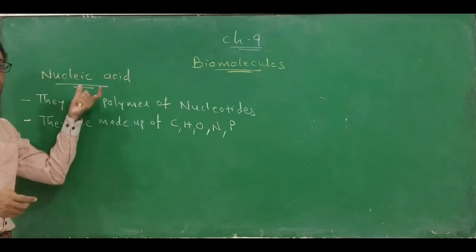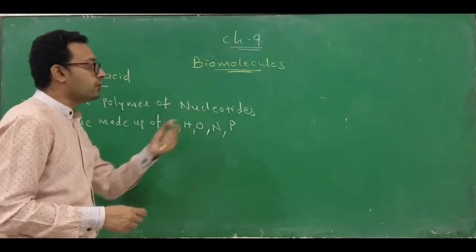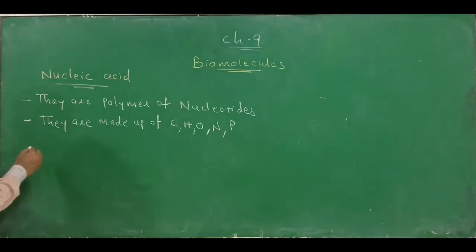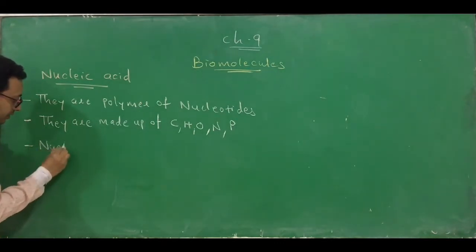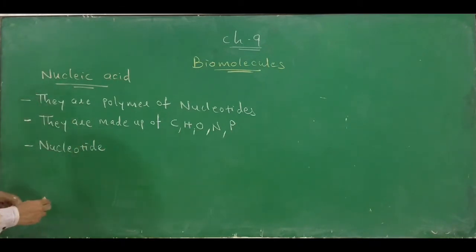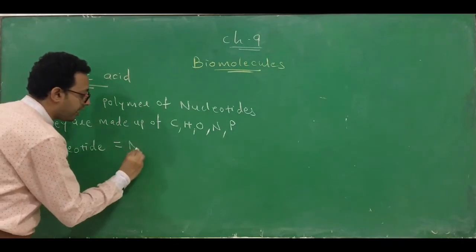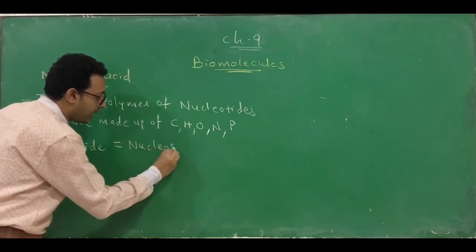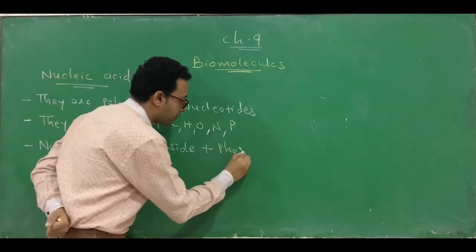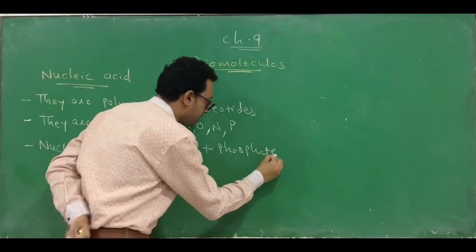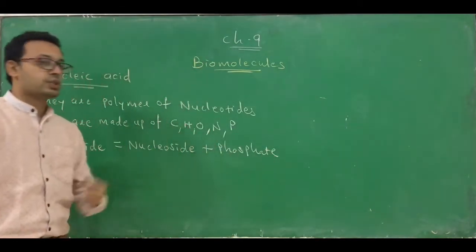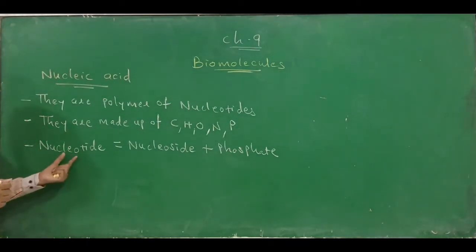So now you know that nucleic acids are the polymer of nucleotides. But now the question comes to our mind: what is a nucleotide? In simple formula language, I can say that a nucleotide is a nucleoside plus phosphate. Clear? Nucleotide is equal to nucleoside and phosphate. This is called a nucleotide.